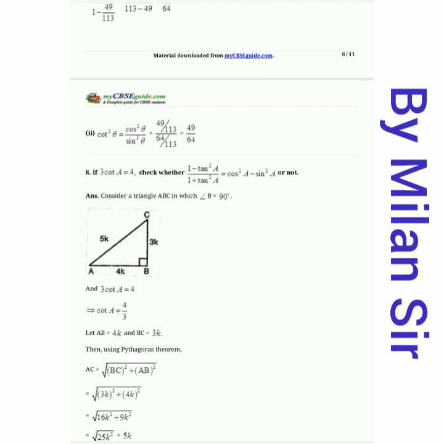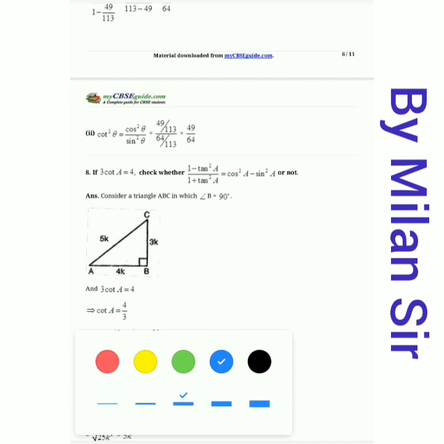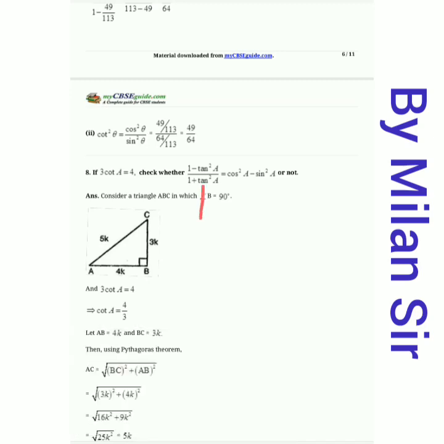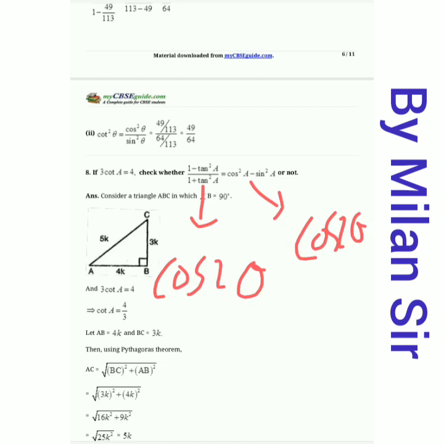You will also learn one thing. If you take a science stream, then in 11th standard you will learn that this is the formula of cos 2 theta, and this is also the formula of cos 2 theta. So both are same. 1 minus tan square upon 1 plus tan square is a formula of cos 2 theta, and cos square minus sin square is also the formula of cos 2 theta.